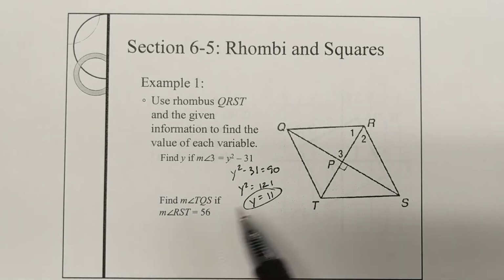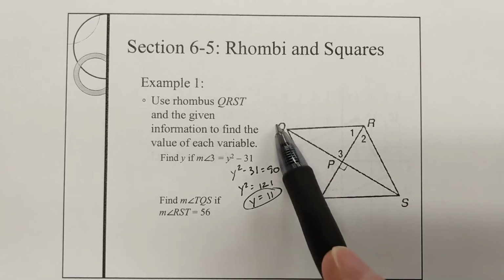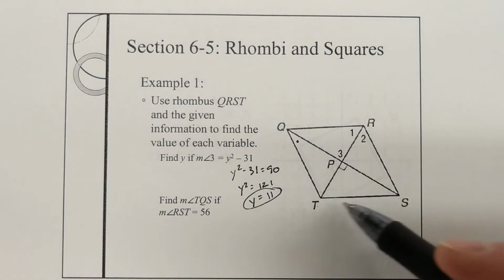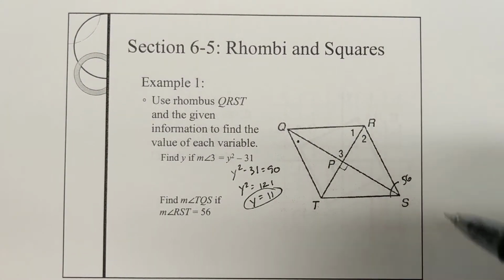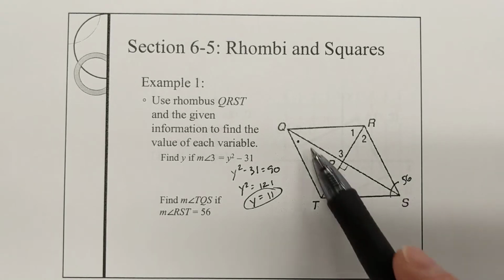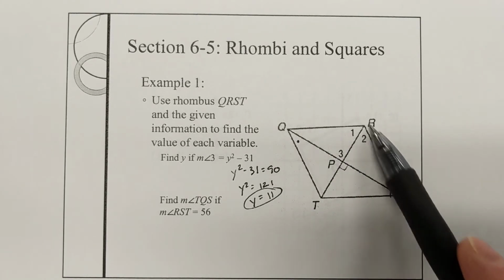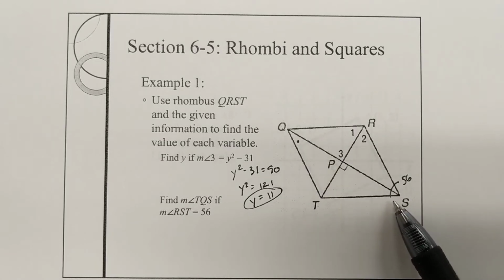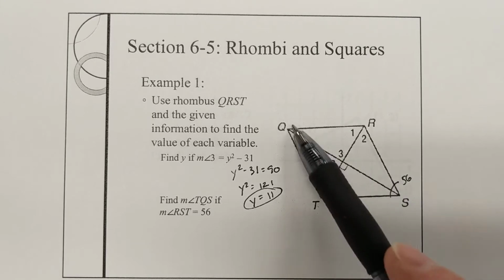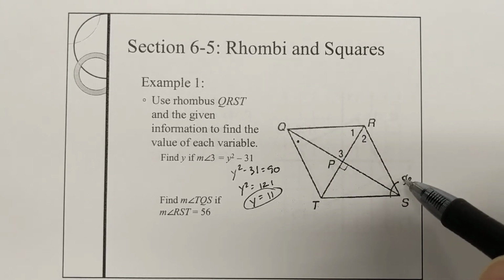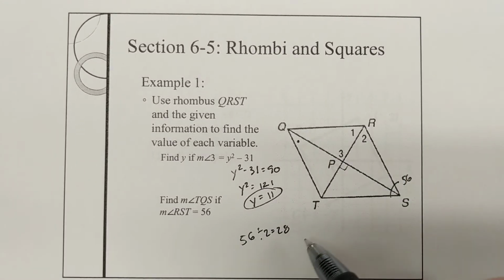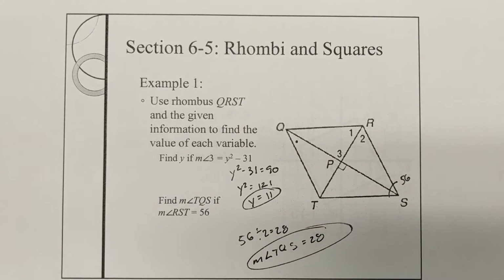All right, so down here, find the measure of angle TQS. So that's this angle here. That's what we're looking for. If the measure of angle RST, this whole angle here, is 56, then since this is a parallelogram, angle RQT and RST are congruent. These are opposite corners. And since it's a rhombus, this diagonal QS cuts the corner at S and the corner at Q in half. So if this whole thing is 56, half of it, 56 divided by 2, is 28. So the measure of angle TQS is equal to 28.